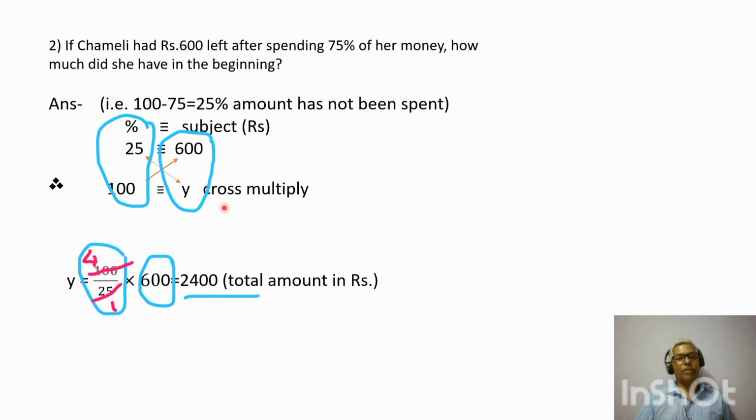Okay, now cross multiply. See, it is very easy if you try to solve the problem yourself. See, I am writing 100 divided by 25, this goes up, 25 comes down, y goes up here. Okay, so 100 by 25 is 4 and 4 into 600 is 2400, the total amount she has. Okay, so these are the problems. Try to solve some more problems and you will find it very easy. Okay, and use this method. This is a very convenient method.